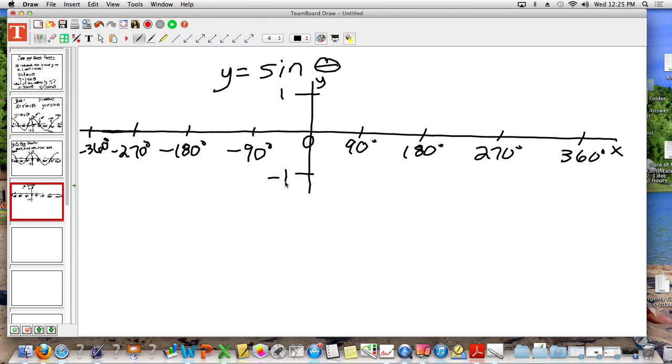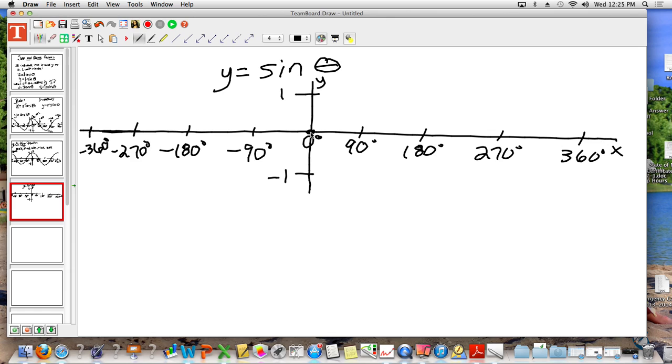Sine values mean y. They mean the y. So look at your blue circles. What is the sine value at 0 degrees? 0. Yes. So you put a point here. At 0 degrees, the y value, the sine value, is 0.